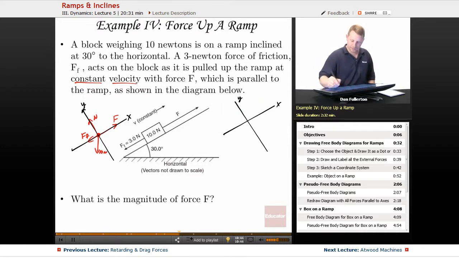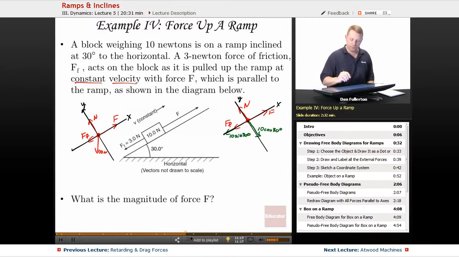Y, X. All right. F still acting up the ramp. N perpendicular to it. Force of friction down the plane of the ramp. And we're breaking up mg into its components. We have the one perpendicular to the top of the ramp. That's going to be 10 newtons cosine 30 degrees, which I believe is 8.66. We'll have 10 sine 30 down the plane of the ramp parallel, which is going to be 5 newtons.